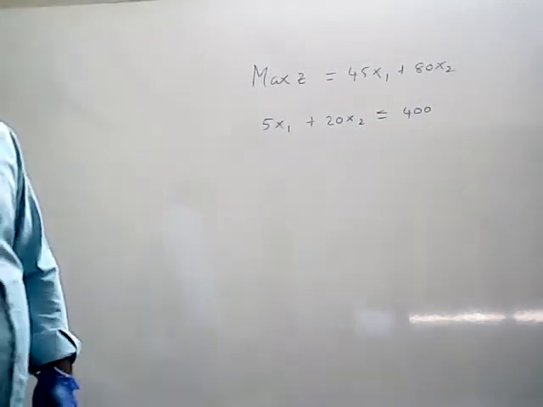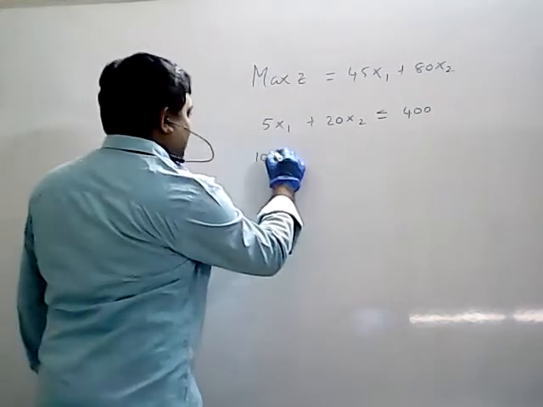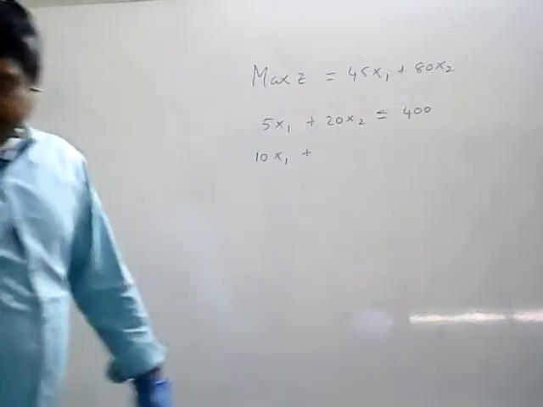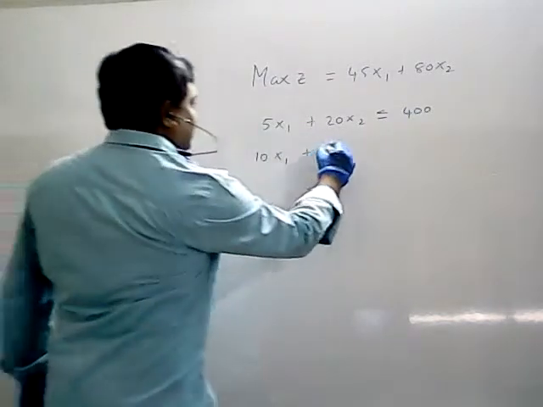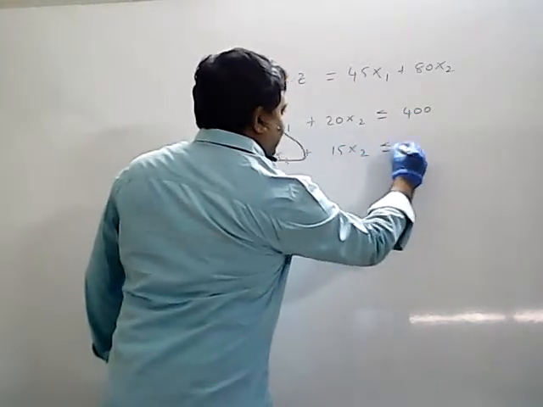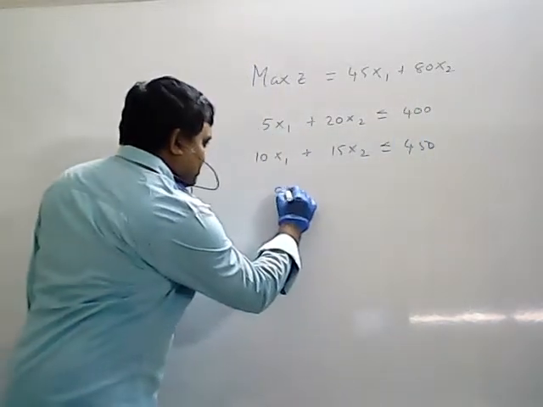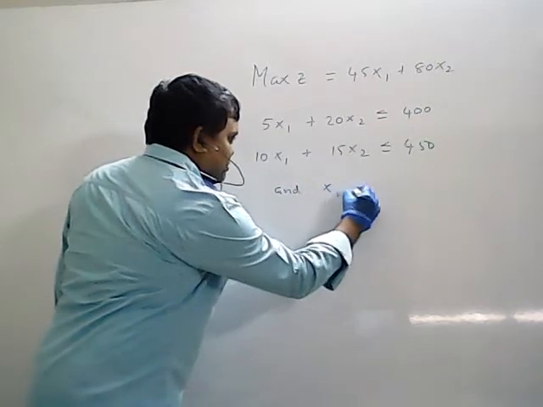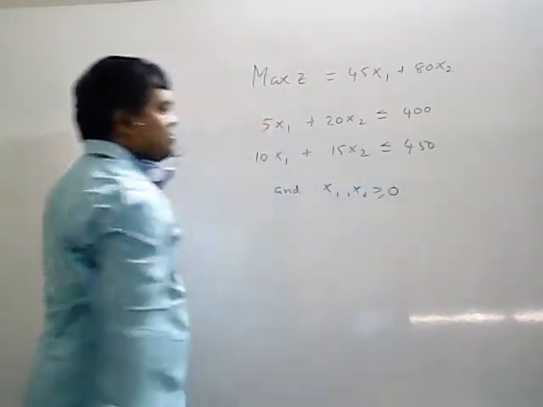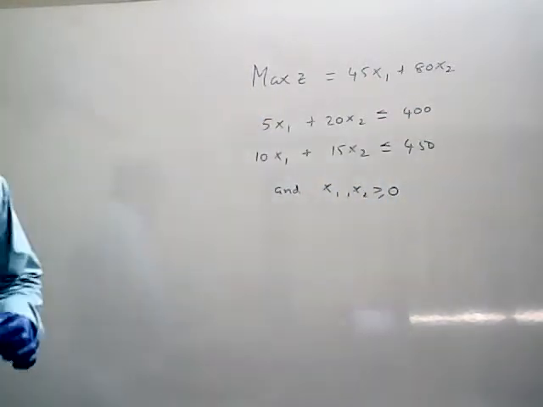Next, the second constraint: 10x1 plus 15x2 less than or equal to 450. And how many variables are there in the problem? x1, x2 greater than or equal to 0. Okay, so this is an LPP.